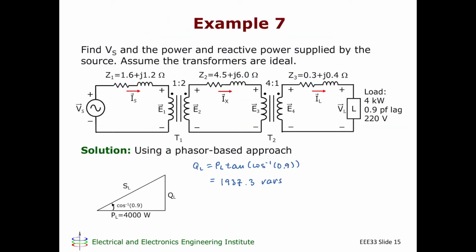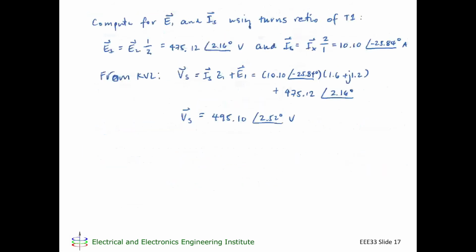No? Let's go back to the problem. Find V sub S. In fact, we're only being asked for the RMS value of V sub S, not the phasor value. No? So the RMS value of V sub S is 495.10 volts.